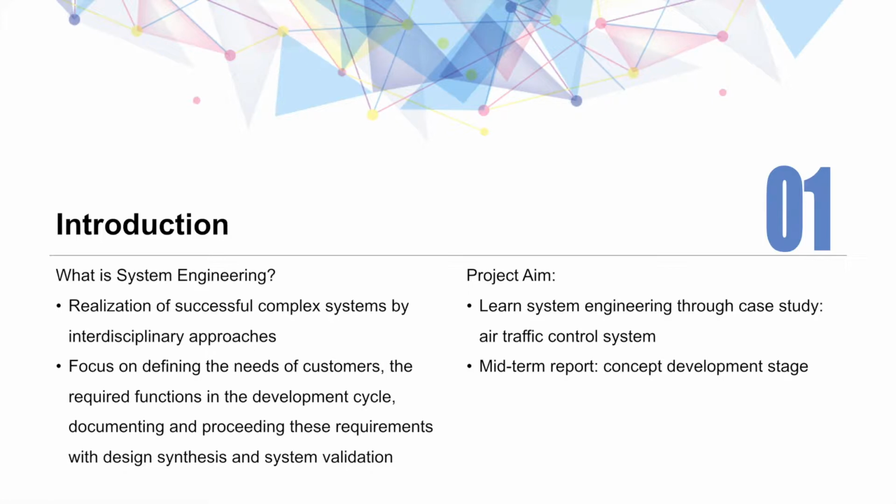Complex systems like transportation systems, automobile systems, and many other systems perform different functions to make our life convenient. This project aims at learning system engineering through analyzing the air traffic control system. To develop a new system, it should follow the system development process, which contains three phases: the concept development stage, engineering development stage, and the post-development stage. This midterm report will focus on the concept development stage in analyzing the air traffic control system, including needs analysis, concept exploration, and concept definition.